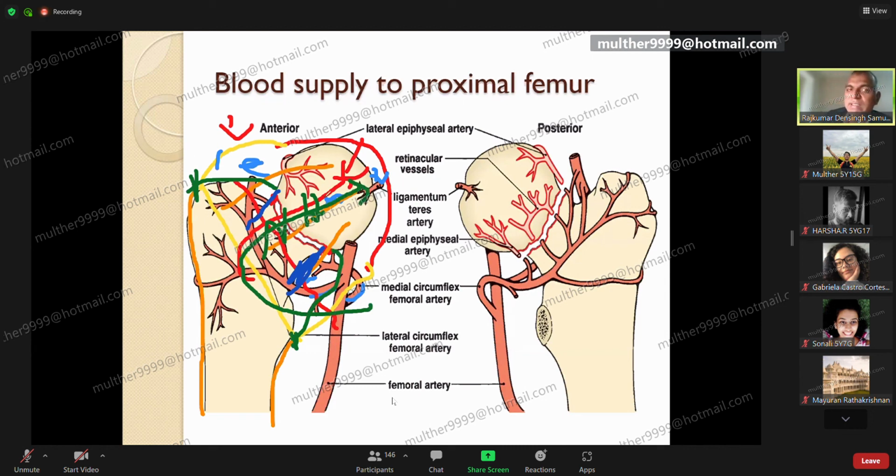So when there is a fracture or dislocation, blood supply to the head of the femur is lost. So it leads to a condition called avascular necrosis of the femoral head. What is it?